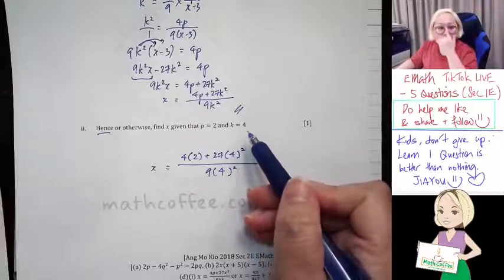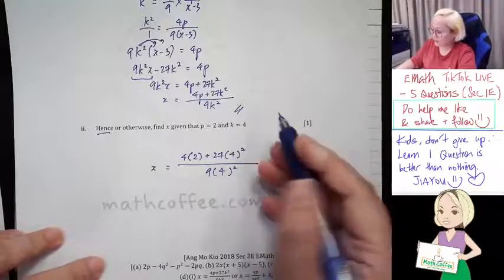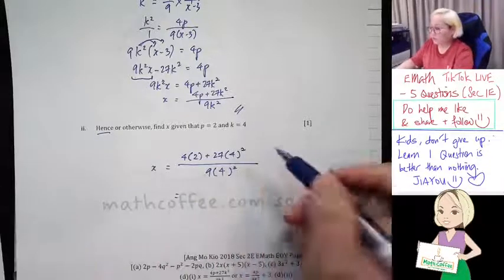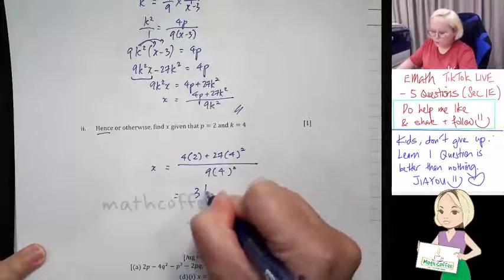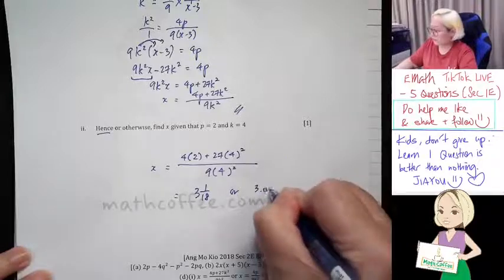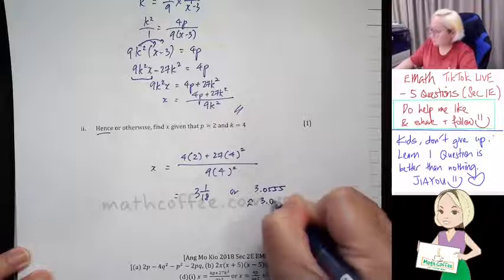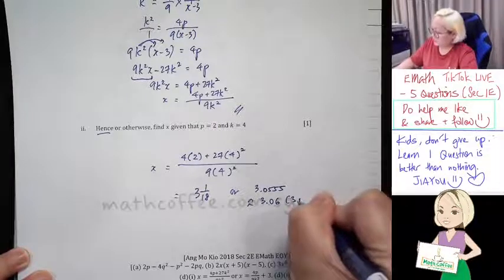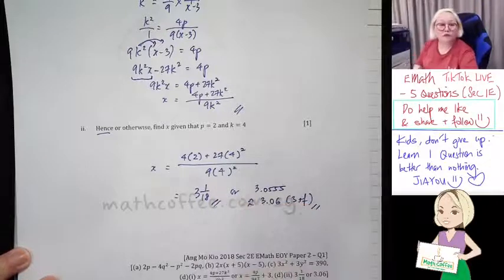But if they put k equals negative 4, then it makes a very big difference when you key into the calculator. So of course, when you key this into the calculator, you will get 3 whole 1 over 18, or in decimal, 3.0555, rounded off to 3SF, 3.06. If you give this also can.